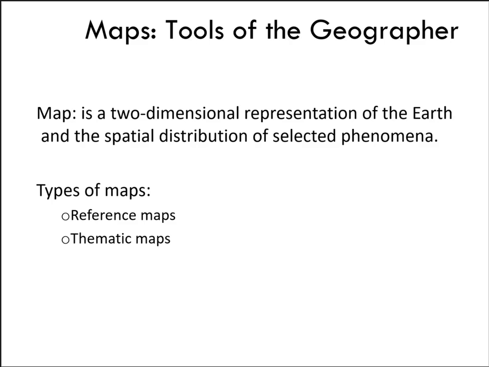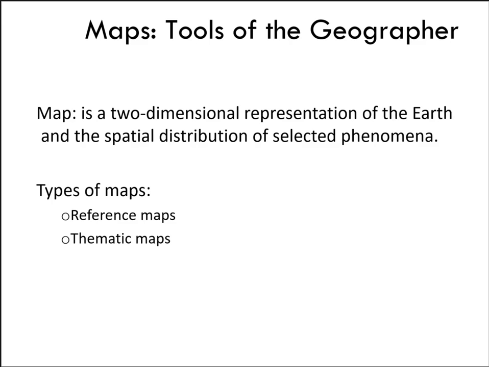So a map is a fundamental tool of the geographer, and you can quickly tell this by skimming through your book and taking a look at all the maps. The book has a tremendous amount of maps, so it's quite important. A map is a two-dimensional representation of the Earth and the spatial distribution of selected phenomena. So with a map, one can illustrate this spatial distribution, or examples of geographic patterns.